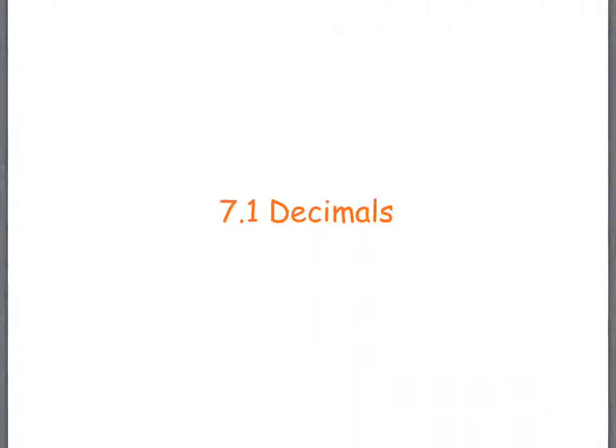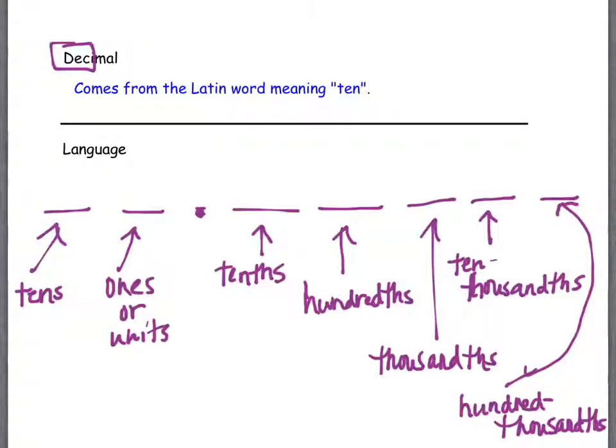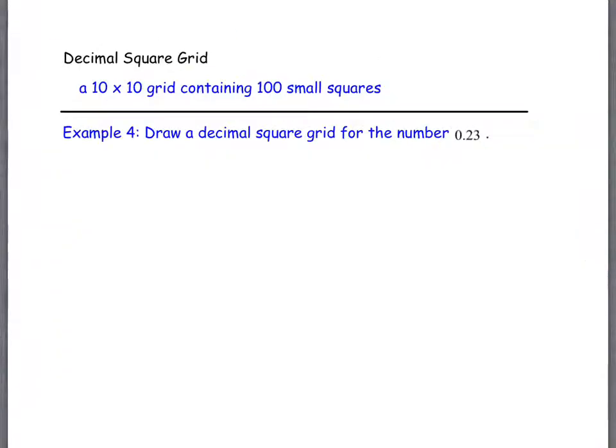We're going to pick up back in section 7.1 today with decimals, and I think that we had gotten to decimal square grid. Does that sound right to you guys? Yeah. Okay. So a decimal square grid is simply a 10 by 10 grid that contains 100 small squares. That is, it's going to have 10 columns and 10 rows.